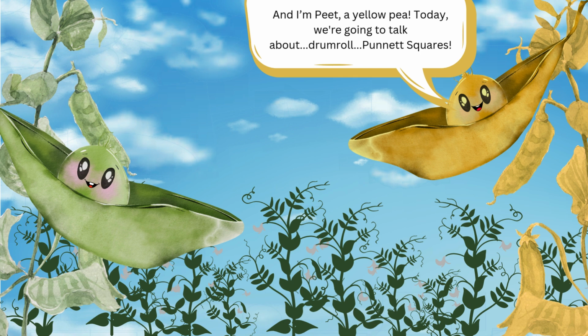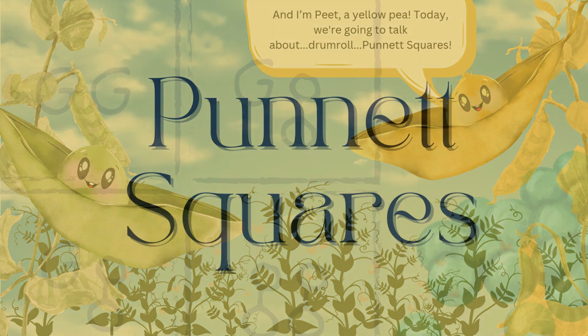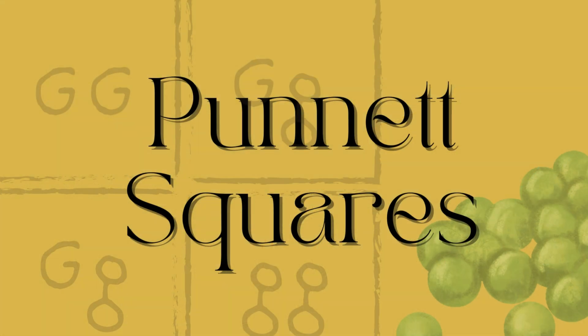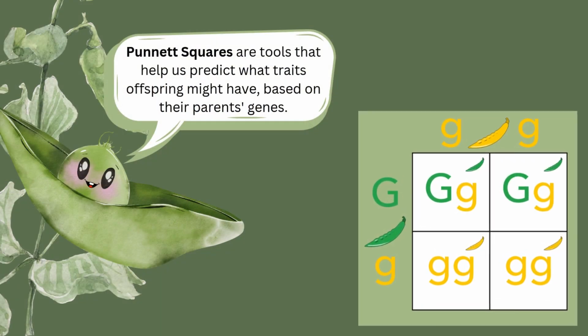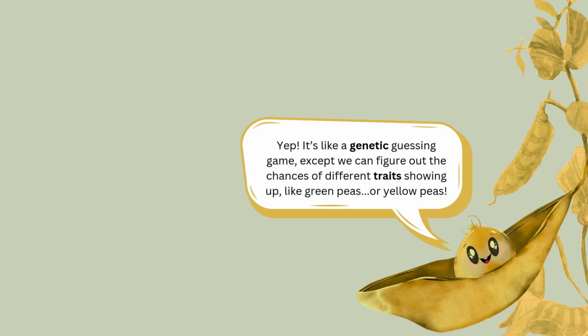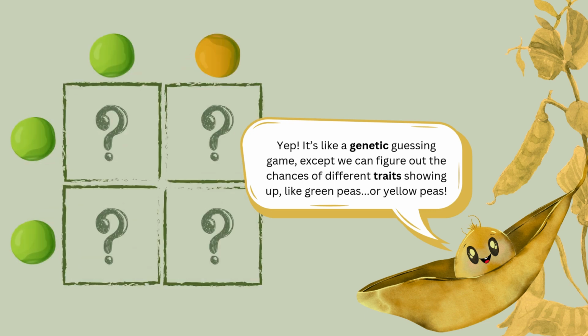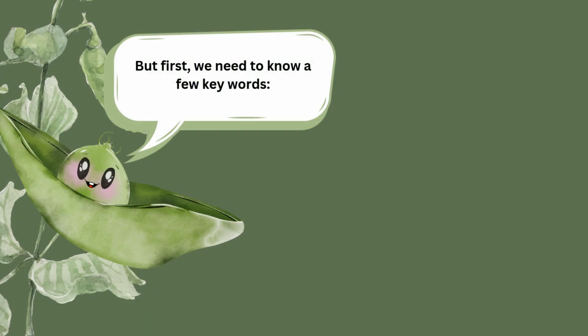Today, we're going to talk about, drumroll, Punnett squares. Punnett squares are tools that help us predict what traits offspring might have based on their parents' genes. Yep, it's like a genetic guessing game, except we can figure out the chances of different traits showing up, like green peas or yellow peas. But first, we need to know a few key words.